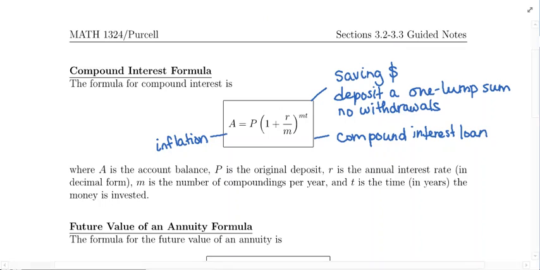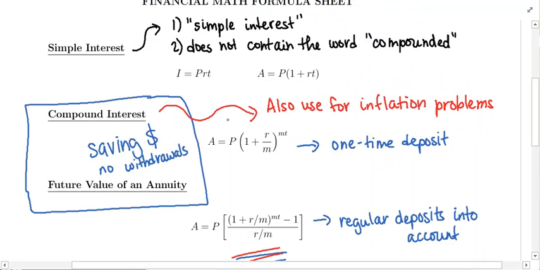I'm going to walk back to the chapter 3 formula sheet, and I'm also going to add on here the compound interest loan. I don't want to forget about that. So compound interest loan, we don't want to forget about that.